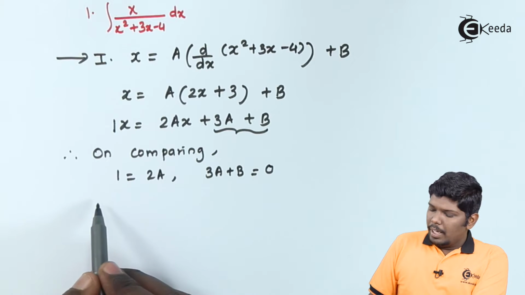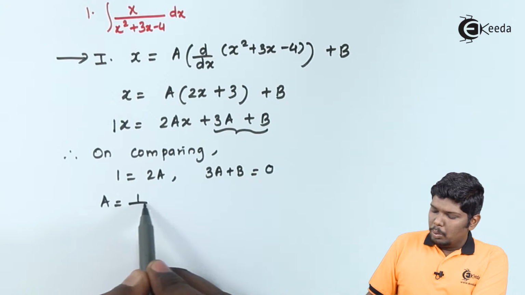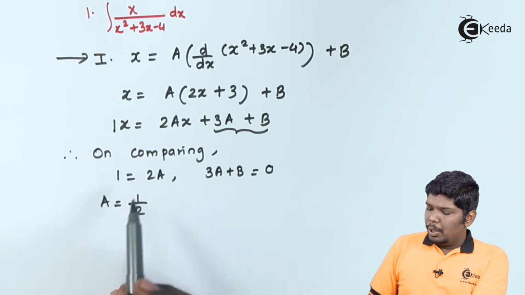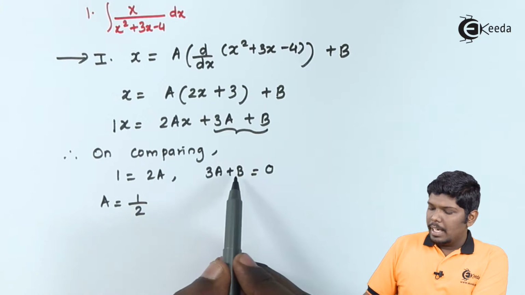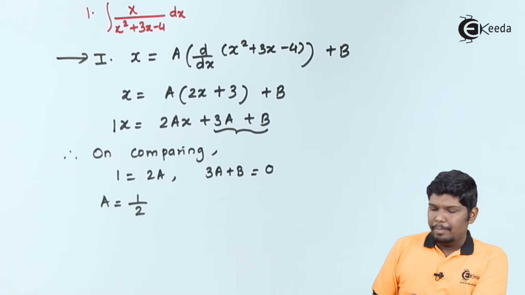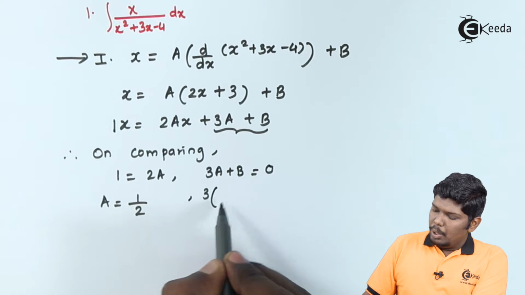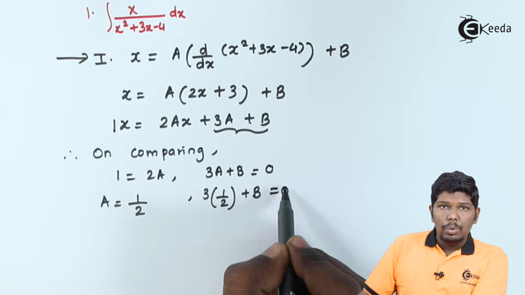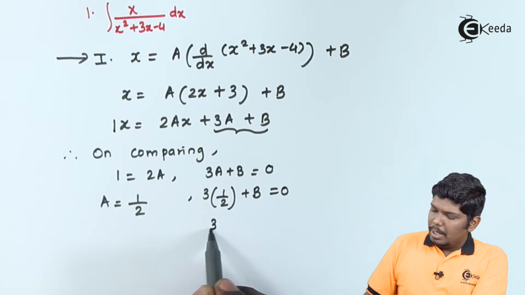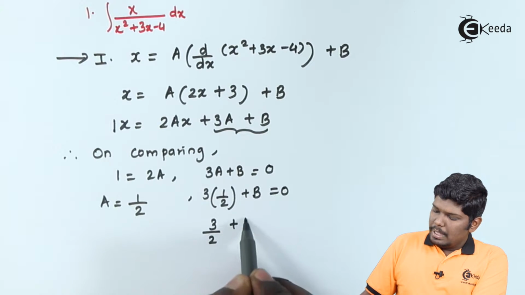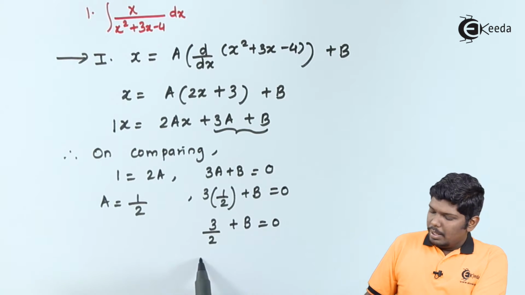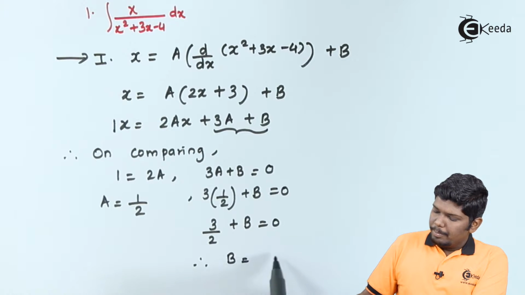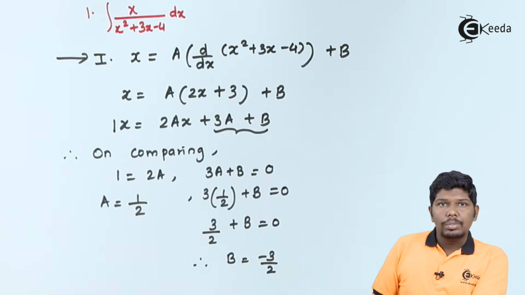From the first part we can get the value of a, that is 1 by 2, and we can substitute the value of a as 1 by 2 in the second part in order to get the value of b. That will give you 3 into 1 by 2 plus b is equal to 0. 3 into 1 by 2 is 3 by 2 plus b is equal to 0. Therefore, the value of b will be minus 3 by 2.